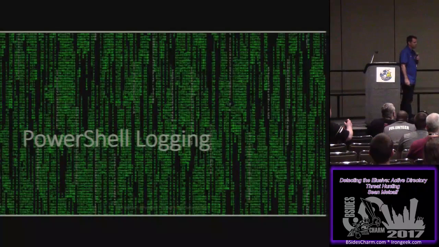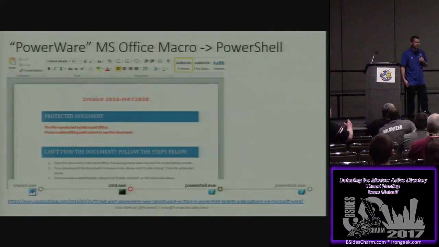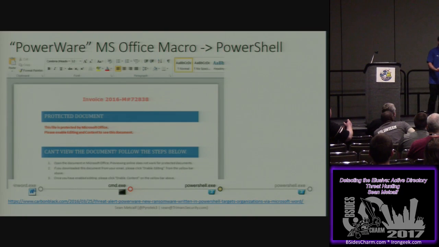So let's talk about PowerShell. We know that attackers are using PowerShell. They're doing a lot of interesting things with PowerShell, so we need to log PowerShell and see what's going on, because this is what they're doing. They're sending out these malicious Word documents that have macros. These macros are running PowerShell code or doing other things on the system.